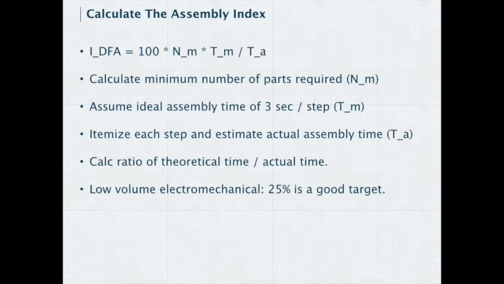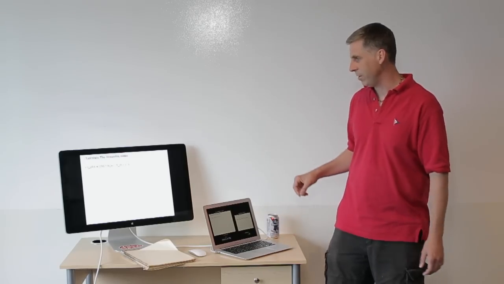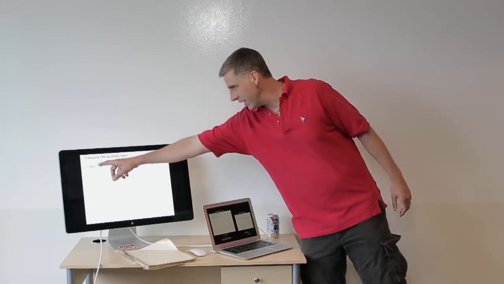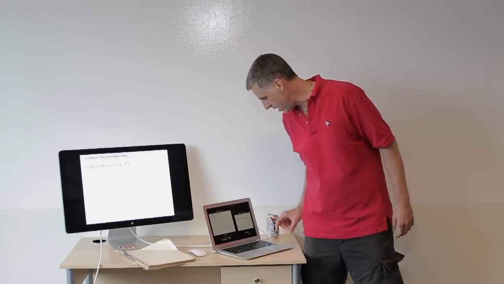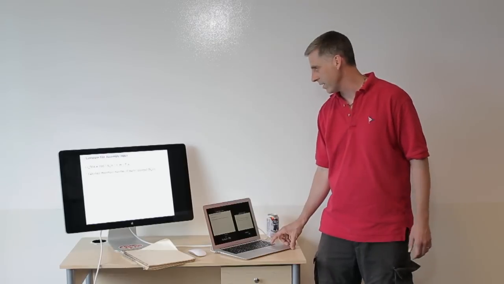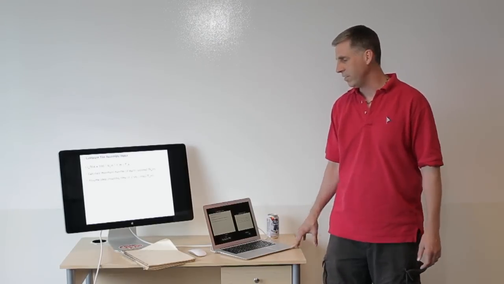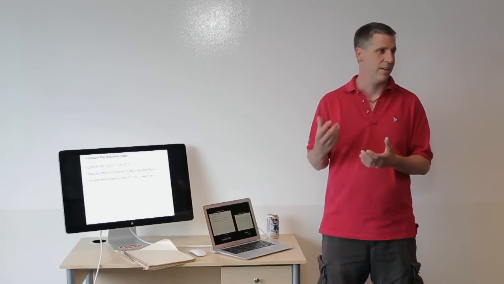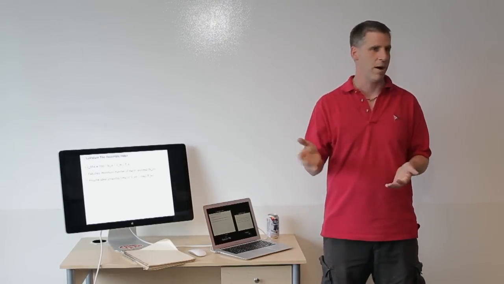Now to calculate the assembly index, it's a pretty simple formula. It's a percentage, which is based on the number of parts required, which is what we just calculated, and the assembly time for those parts. And for this, you assume that it's 3 seconds per operation.